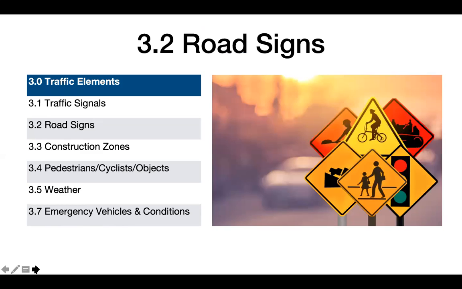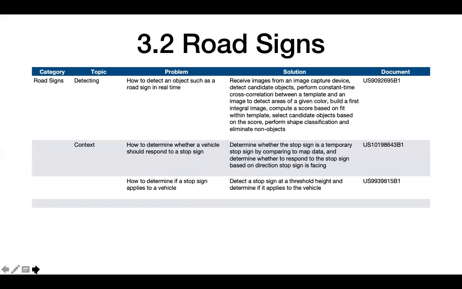All right, next. Road signs. How do we read road signs? Good question. Let's find out. First, I need to detect the road sign, and then I have to determine the context of the road sign. I receive images, and I detect candidate objects from those images, and I perform some sort of a cross correlation between a template of the image and detect the colors, and from that I can determine the shape. And from that, I can determine what kind of a sign it is and what that means to me as a driver.